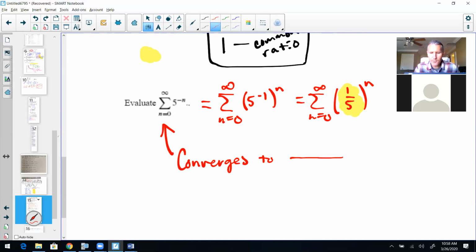When I say first term, whatever this index starts at, in this case it starts at 0. You plug 0 in for n, and that's going to be the first term. What's 1/5 to the 0th power? 1, divided by 1 minus the common ratio. The common ratio is 1/5. So this goes to 1 over 1 minus 1/5, also known as 1 over 4/5, which is just 5/4. So it converges to 5/4. Does that make sense?